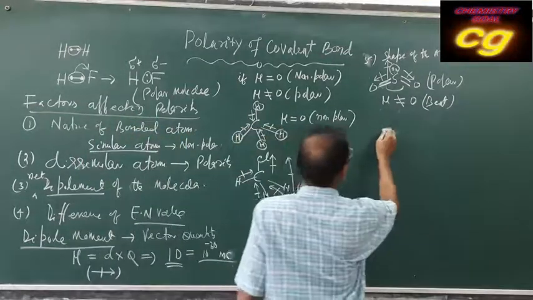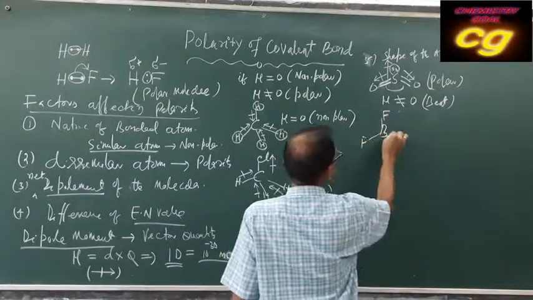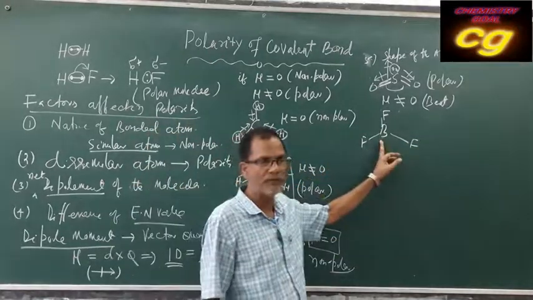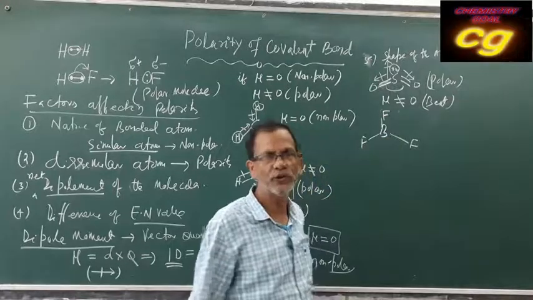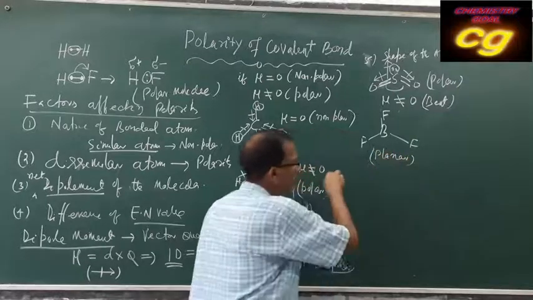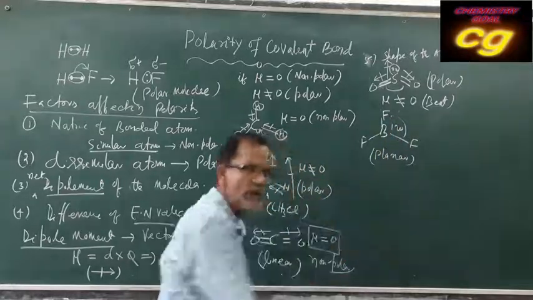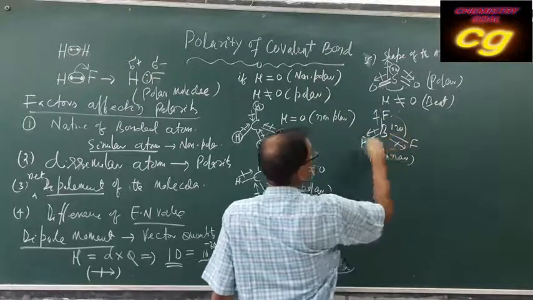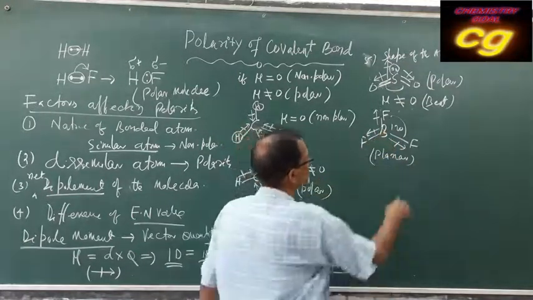Okay? For example, here you see the BF3 molecule. BF3 has no lone pair, because boron has 3 electrons in the outermost shell, and all 3 are already shared with 3 fluorines. The shape is triangular planar, which means 120 degrees, all angles 120 degrees. Here the dipole moment is in this direction, here also in one direction, and here also. All are equal vectors, acting at the same point. So the resultant mu will be 0.